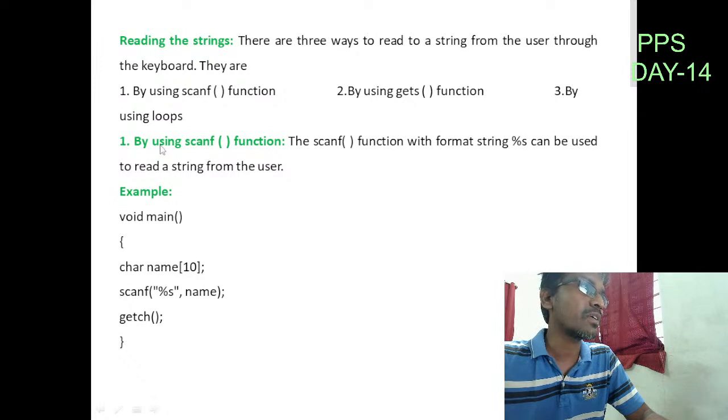So let us see. First one is by using the scanf function. The scanf function is an input function. For reading of strings, you should use a conversion symbol or format specifier, which is %s. For example, scanf %s comma name. While reading strings, you don't use an ampersand before the variable name. That is a point you have to keep in mind.